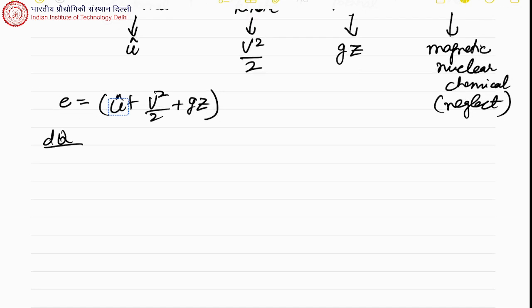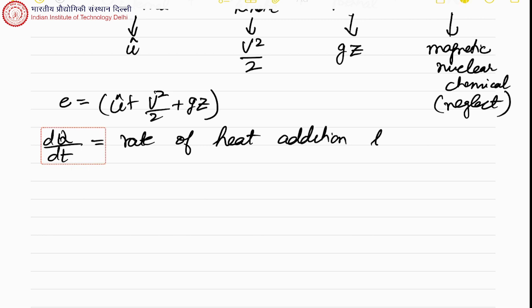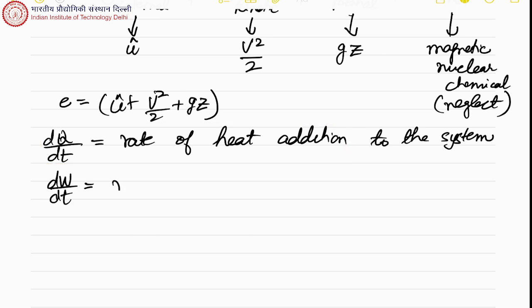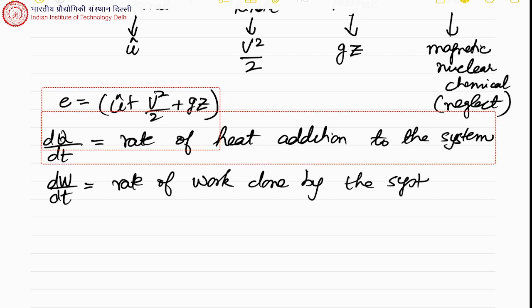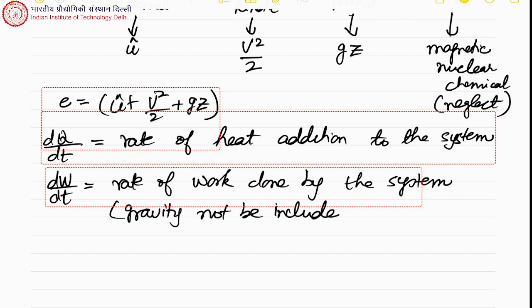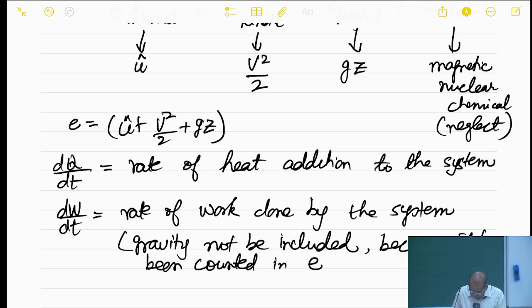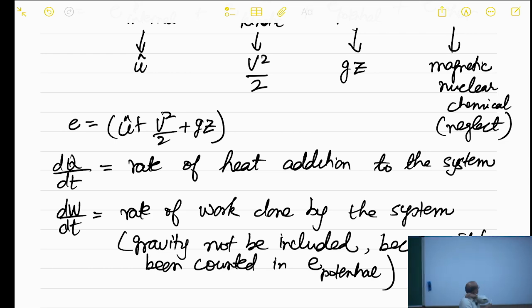Now, we have already discussed this. dQ by dt was the rate of heat addition to the system, and dW by dt was the rate of work done by the system. And here, the rate of work done against gravity will not be included because it has been counted in potential energy. As you know, either you can say work done by gravity when you use the work energy principle, or you say change in potential energy. So, that has already been counted.